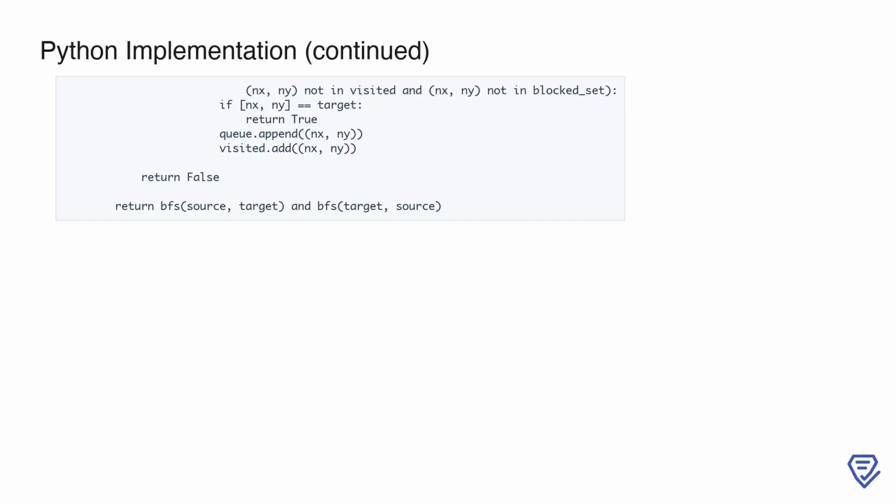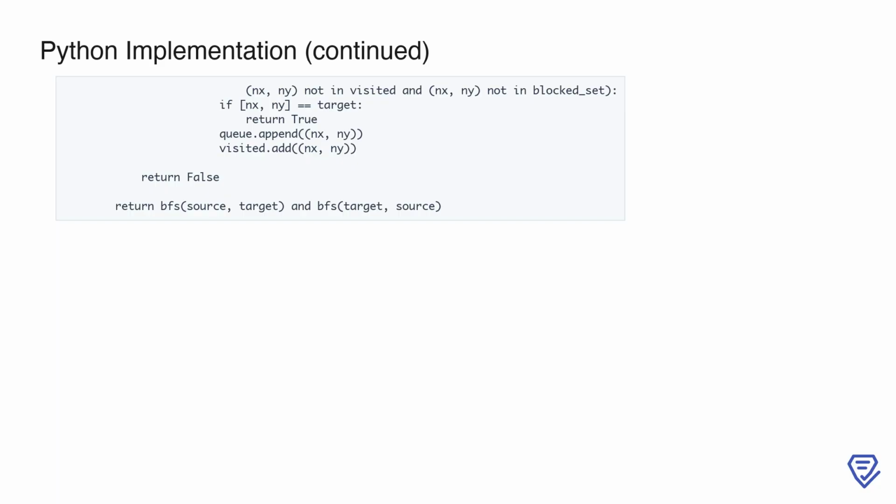the path is constrained. Finally, the isEscapePossible function concludes by calling the BFS function twice, once from the source to the target and once from the target to the source. This ensures that both the forward and reverse paths are feasible, as the presence of blocked cells could constrain movement in one direction but not the other. If both BFS calls return true, the function returns true, confirming that escape is possible.